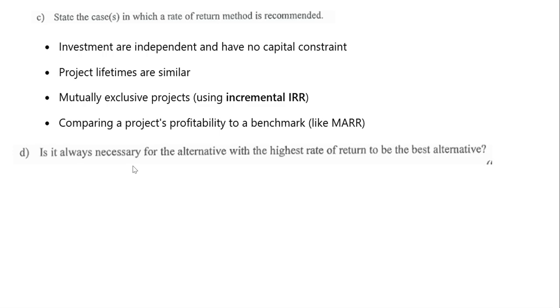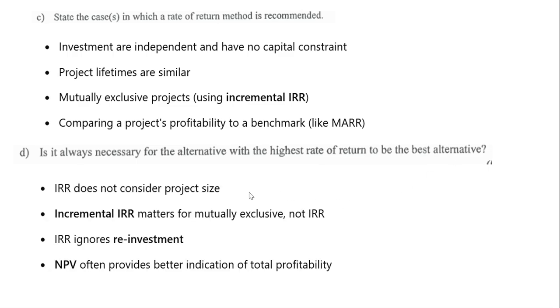Is it always necessary for the alternative with the highest rate of return to be the best alternative? Do we usually say that all the time the highest ROR is the best alternative? As I mentioned in my previous video, the IRR does not consider project size. Incremental IRR matters for mutually exclusive projects, not IRR. IRR ignores reinvestment, so NPV often provides a better indication of total profitability.